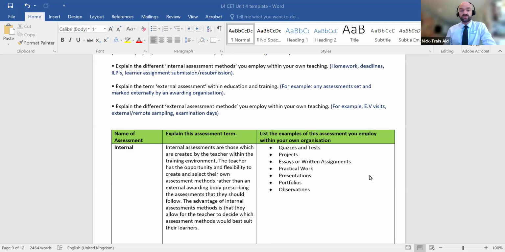So for this assignment question, we would like for you to explain this term. What does internal assessments mean? You can, of course, include some examples from your own practice as well. So I'd say a paragraph or two is sufficient, and to list some examples there.